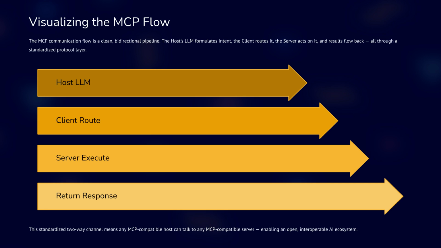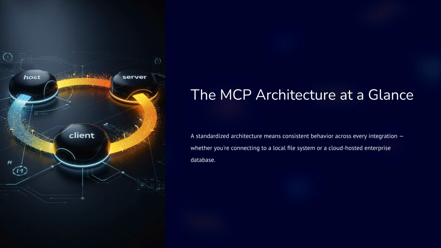The MCP flow is a clean, bidirectional pipeline. The host LLM formulates the intent, the client routes it, the server executes the action, and the result flows back. This standardized, two-way channel enables an open, interoperable AI ecosystem. The MCP architecture ensures consistent behavior across every integration. Whether you are connecting to a local file system or a cloud-hosted enterprise database, the standardized architecture provides reliability.